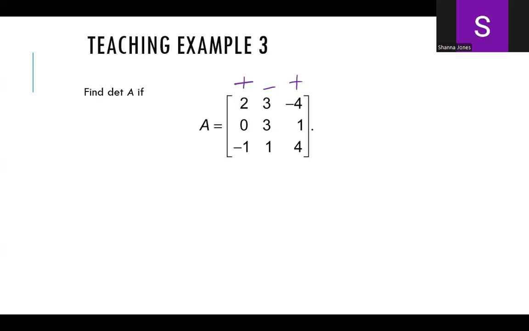Okay, so we're finding the determinant of A, which equals. So I'm starting with my first element in row one, column one. So my first element in row one, column one is 2. So what that means is that those are cofactors, and that's cofactors. Okay, so therefore my minor would be 3, 1, 1, and 4.